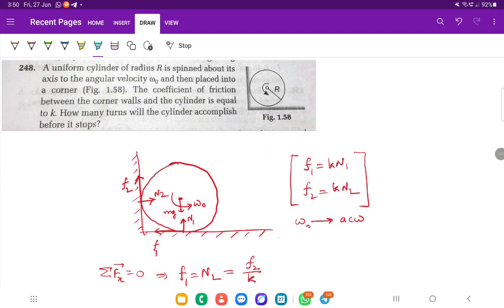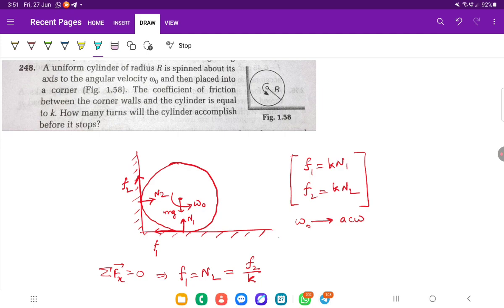Welcome back everyone. So today I have picked up a problem of mechanics from IRODOV. It's question number 248 from the mechanics chapter, the first chapter of IRODOV. And majorly it is from rotational motion, you can say, because rotational concepts are involved.